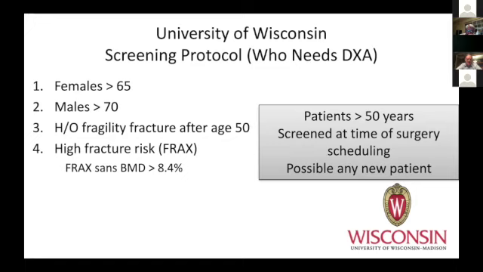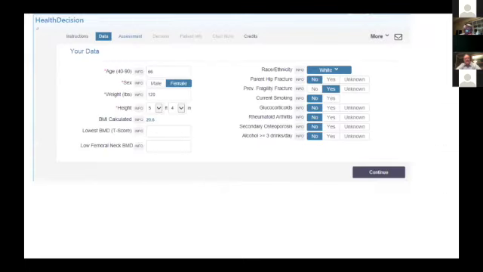It could be applied to all patients who come in, but right now we're just concerned with the surgical ones. For those who use Epic, which is probably almost everybody in the state of Wisconsin, I don't know if anybody's familiar with Health Decisions, but this can be placed in your Epic. It's an add-on program by a company that helps you calculate the FRAX.